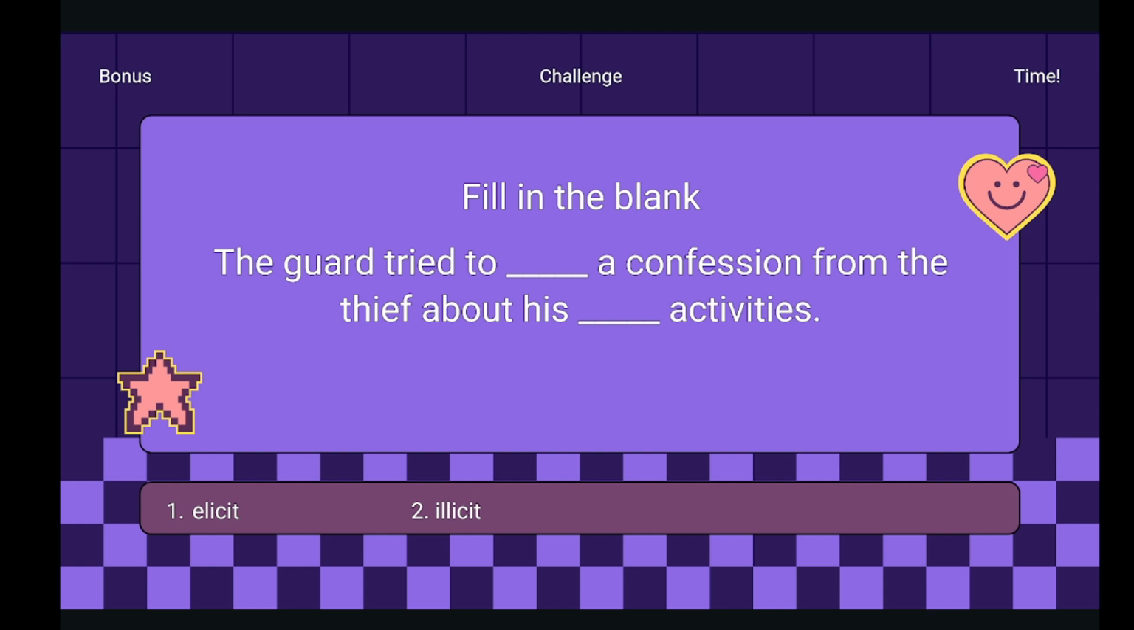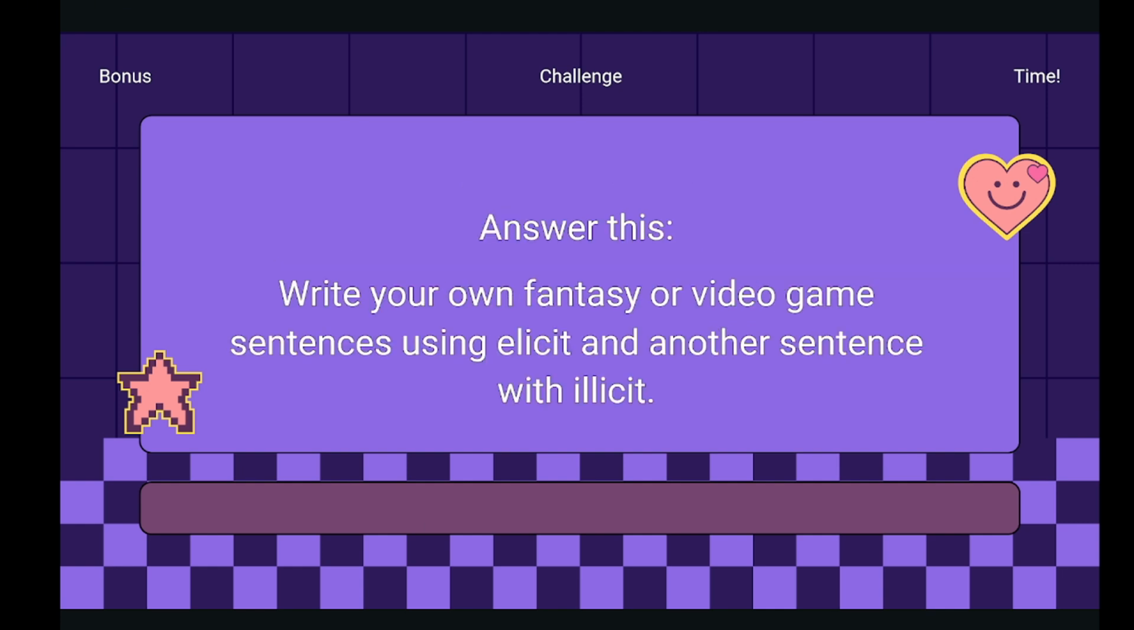Now, our last bonus challenge is to answer this prompt. Write your own fantasy or video game sentences using elicit and another sentence with illicit. We're going to make it difficult by having this prompt. So put your answers in the comments below. I can give you some feedback, word choice feedback, anything you guys like.